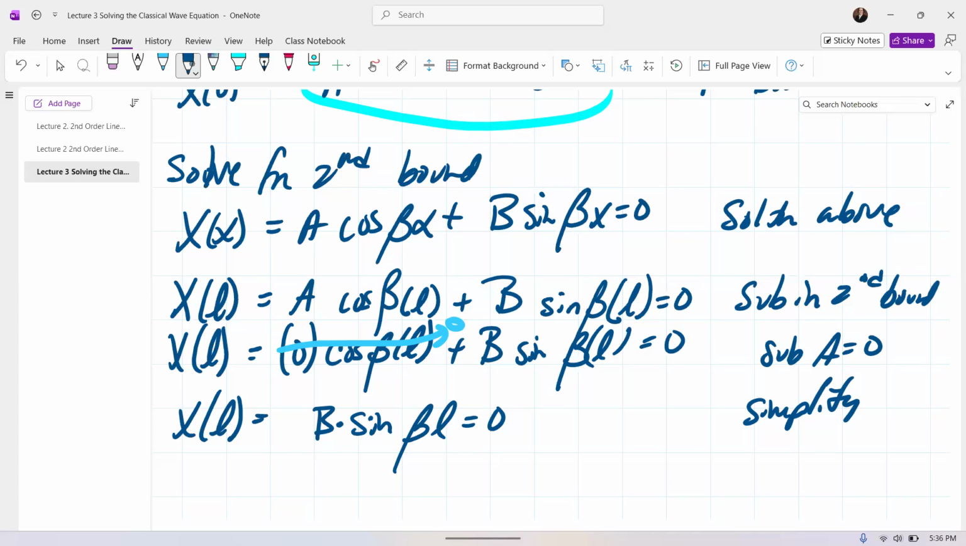You could have B be 0. So if B were 0, well, what's B? It's the integration constant. So you could have B times some number, and if B were 0, that would give 0. Or the other thing you could have is the sine of beta L being equal to 0. If the integration constant is 0, that's not a very interesting answer because there could be any integration constant, right? So you change it so the integration constant is not 0. So sine beta L equals 0 is very interesting.